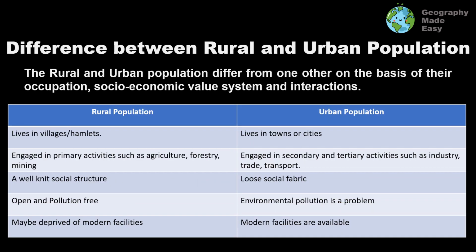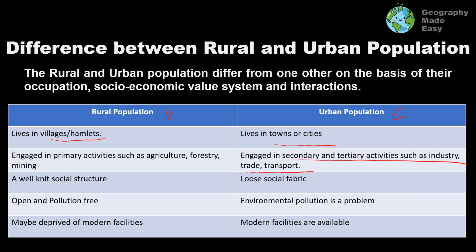Now we will be talking about the difference between rural population, that is population which lives in villages, and population which lives in cities. So rural and urban population: rural population live in villages and hamlets, whereas urban population lives in towns or cities. Primary activity is agriculture, forestry, mining, and secondary and tertiary activities such as industry, trade and transport in factories is in case of urban population.